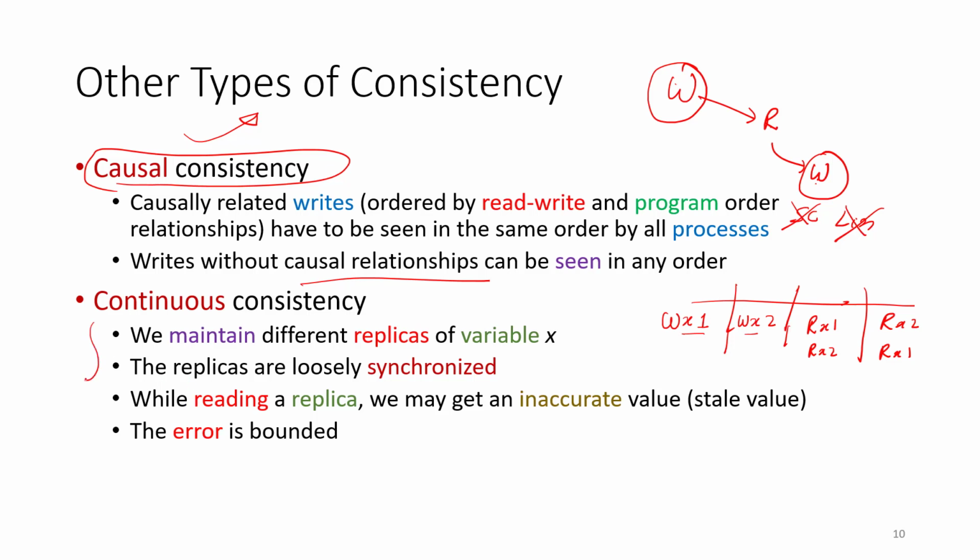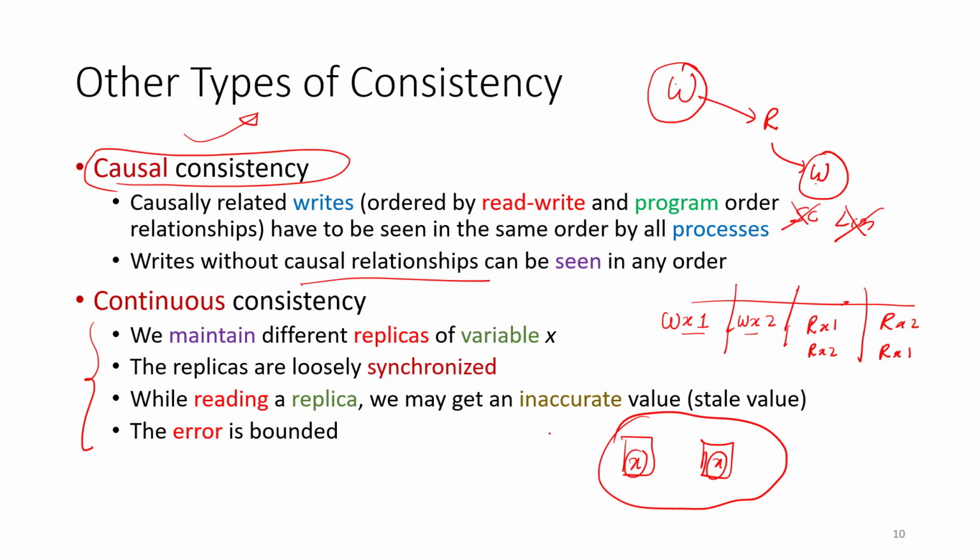So we can again define this in a different way. Let us say that we are maintaining many replicas of a variable. So we have multiple servers and they are maintaining many replicas of a variable x. You want to read it or write it. So the replicas themselves could be loosely synchronized, but if you read a value from this set of servers, you may get a replica which is stale, in the sense its value is old, it's inaccurate.